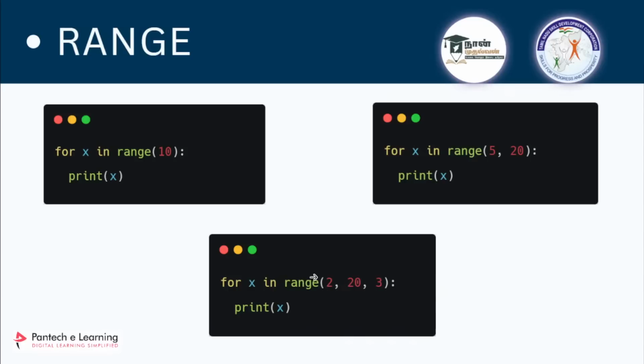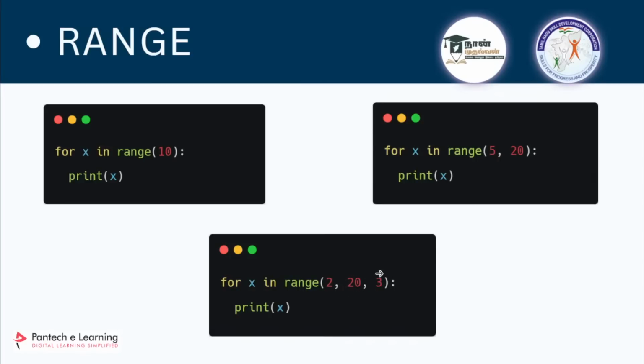And what are these three things? You have an option to give three arguments. The first one will be the starting number, so if it is 2, it will start from 2. The next one, if I mention 20, is the ending number, so it will come till 19.